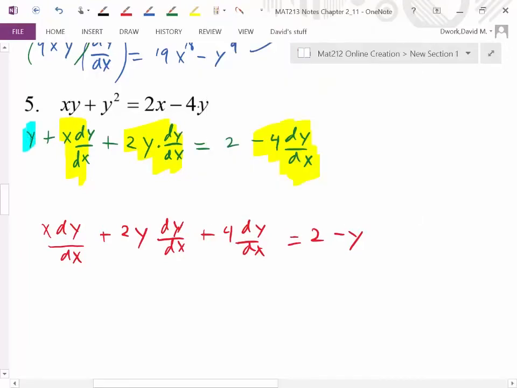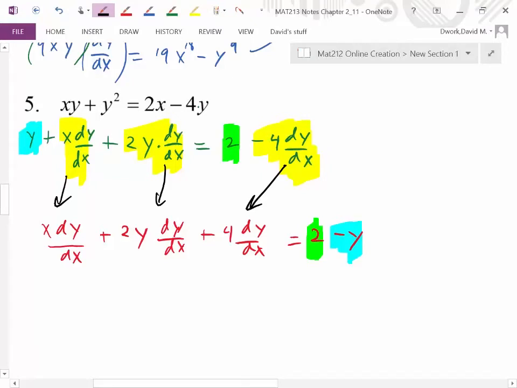And just to help you see it, the y is right there. The 2 stayed on that side. It's still right there. And then you can see the 4 dy dx went right there. The 2 stayed on that side. Okay, so I hope that helps.